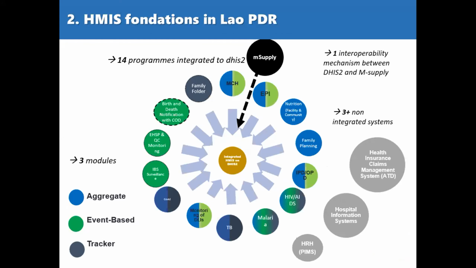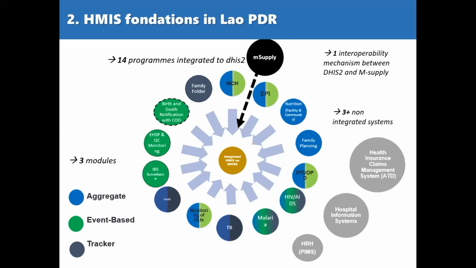The second thing is that we have already integrated many programs into the system, more than about 40 programs. We apply three functions of the DHIS2: aggregate, event capture, and tracker. Some programs are already using both aggregate and event capture, and some programs still mainly use event capture.